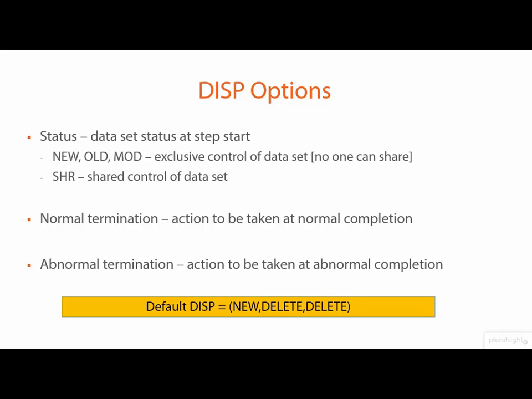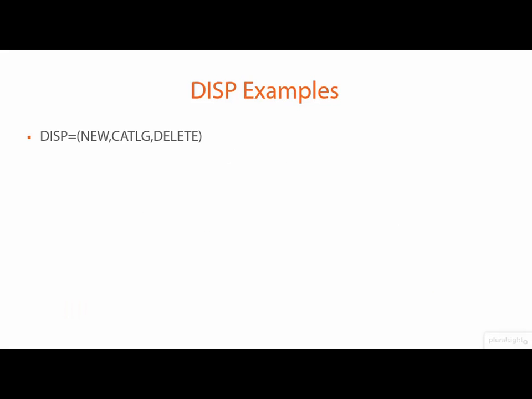The disposition default is new, delete, delete, indicating that we are assuming it's a new data set. We will delete it when we complete normally, or we will delete it when we complete abnormally. So as an example, in this case here, we are creating a new data set. We indicate we want to catalog it, which means we want to record the entry into the system's catalog, and in the event that the job abnormally terminates, we want to delete the data set.